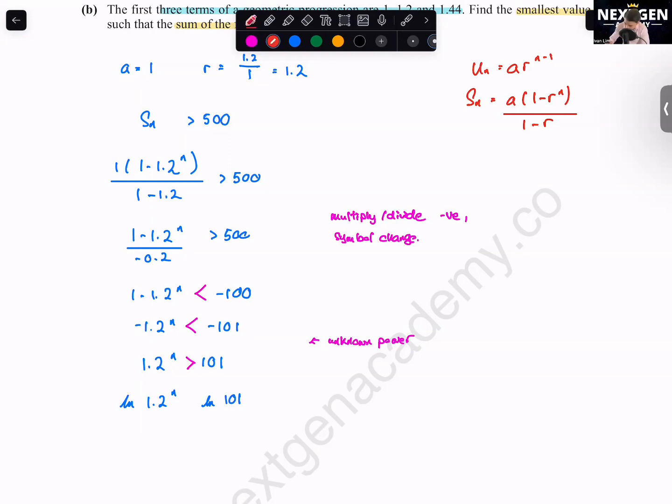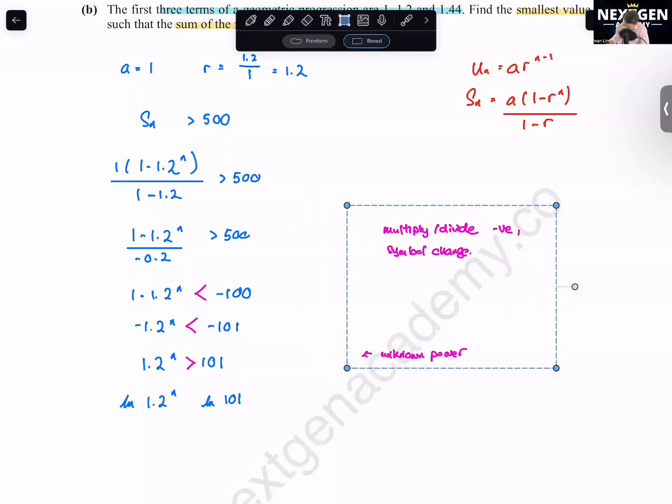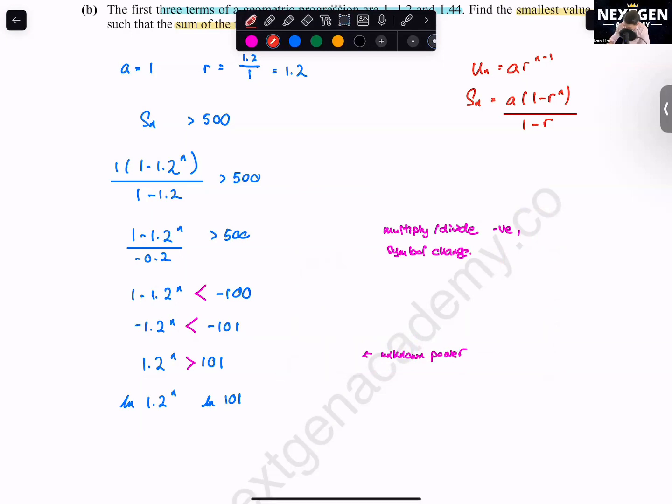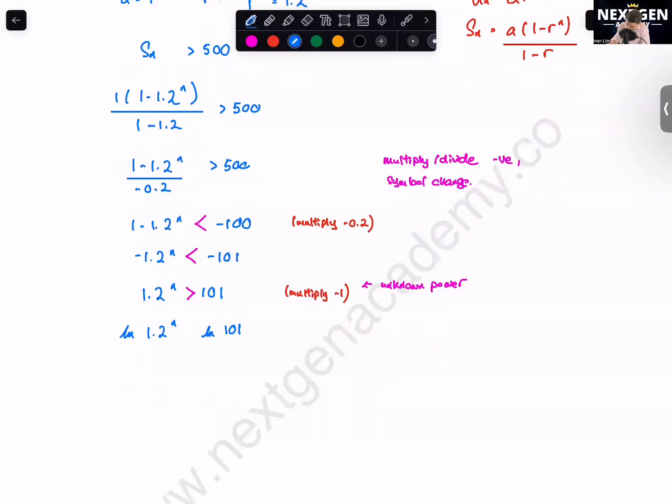Okay, so you see here, this part here, multiply, negative. This one I multiply negative 0.2. Then over here, I multiply negative 1. So symbol change again. Okay, now you bring it. Okay, so this one will follow like this. N ln 1.2 more than ln 101.